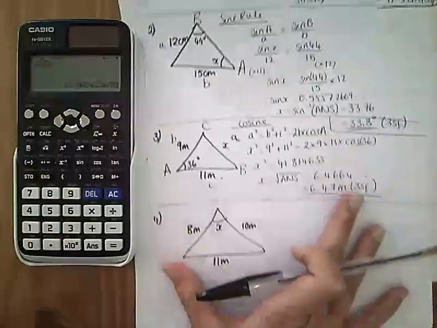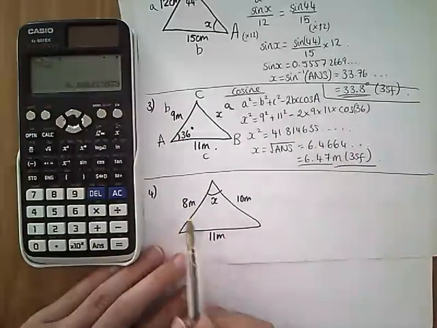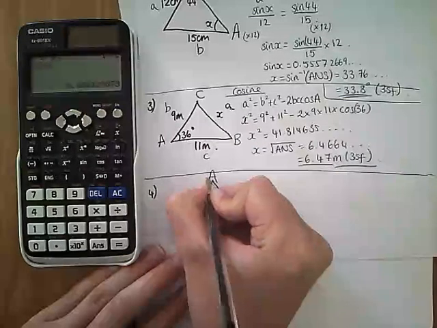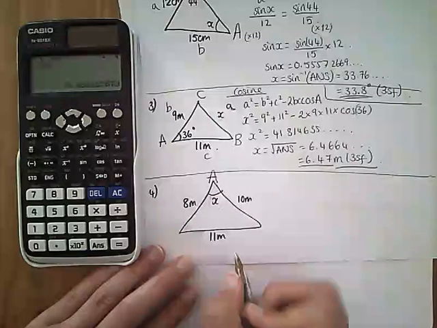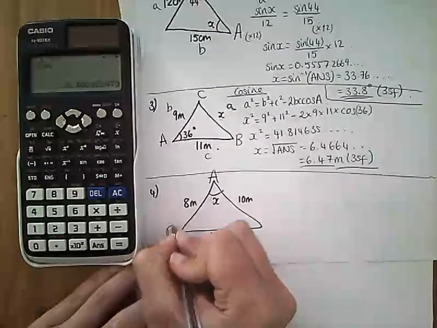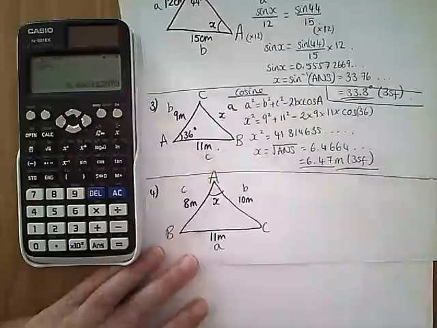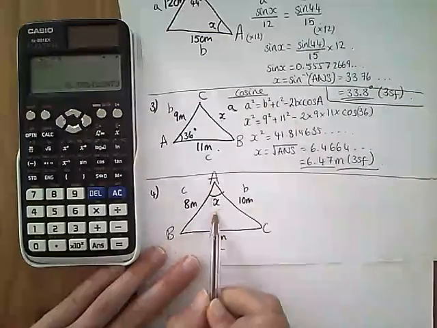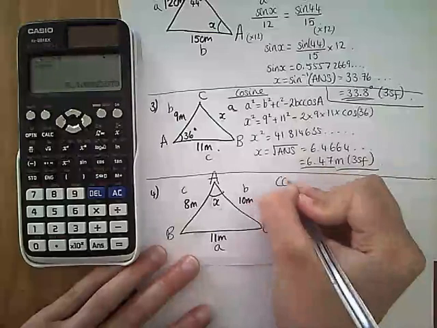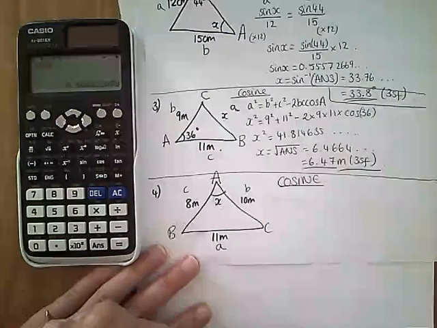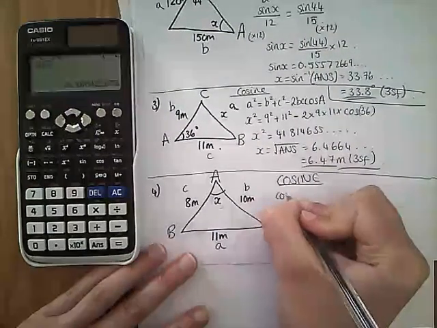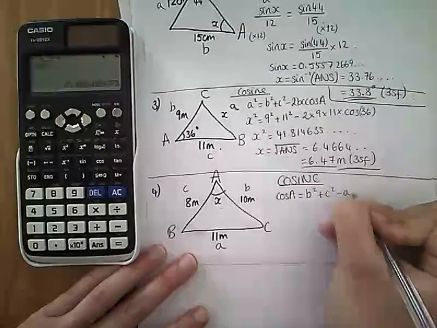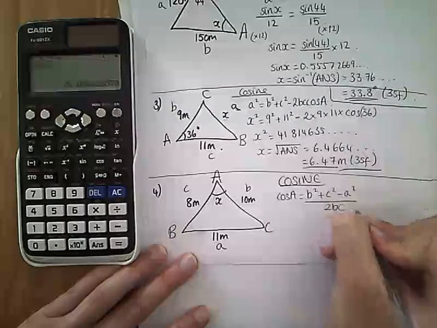Right, final one. We've got 3 sides and we want to try and find this angle. We're trying to find the angle, so that needs to be big A. That's big A, this is little a. Doesn't matter where you put your B and your C, they can go wherever you like. We've got 3 sides, 1 angle. The angle is the odd one out, so we are using cosine. If we want to find the angle, the cosine rule is cos A equals b squared plus c squared minus a squared over 2bc.